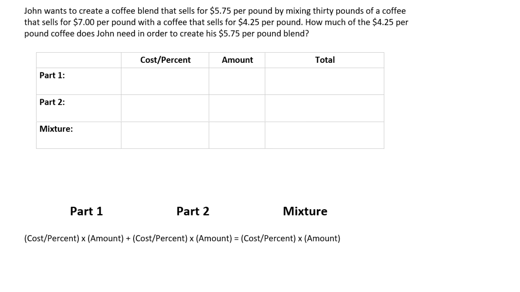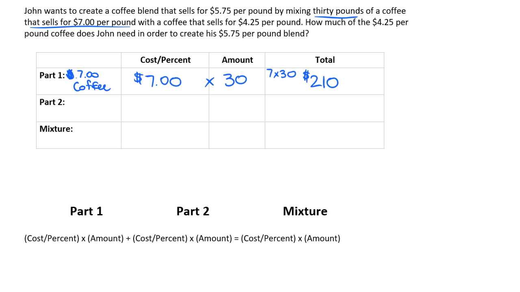Okay, so the first part is we have this $7 coffee. It tells us here that we have 30 pounds of a coffee that sells for $7 per pound. So the cost of this is $7, and we have 30 pounds of it. That's our amount. So we have 7 times 30, which is $210 worth of this $7 coffee.